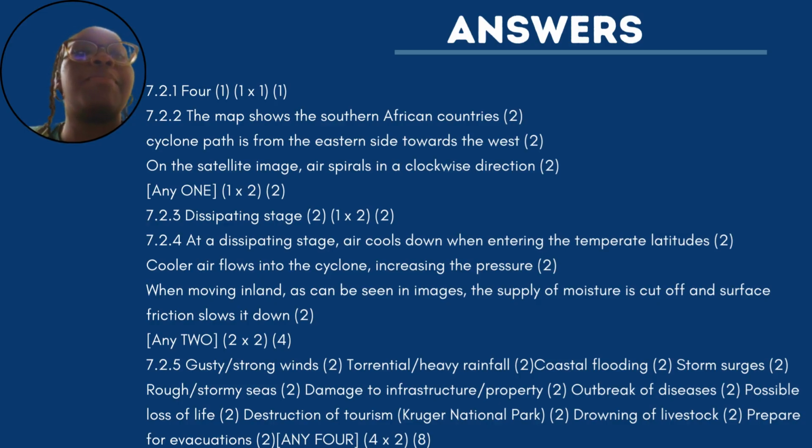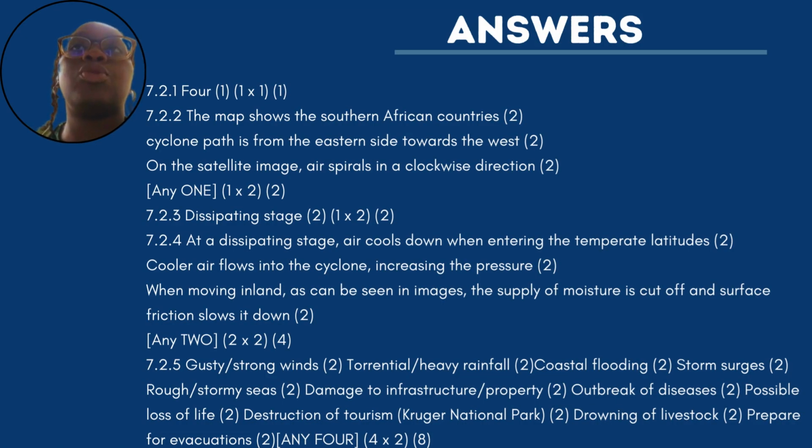In what stage of development is this in? It's the dissipating stage. And then it says, give some description. So at a dissipating stage, because it's sort of moving inland, right? The air cools when entering the temperate latitudes. The cooler air flows into the cyclone, increasing the pressure. When moving inland, as seen in the images, the supply of moisture is cut off and surface friction slows it down. So any of those 2 would be good enough.